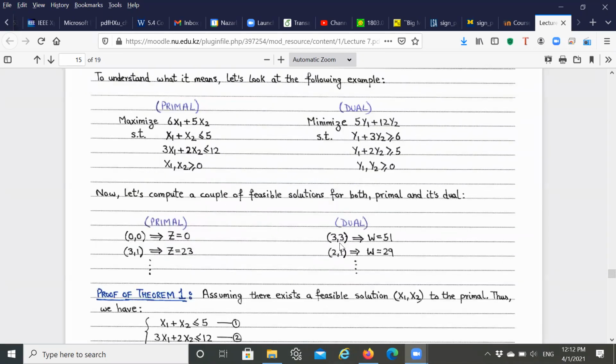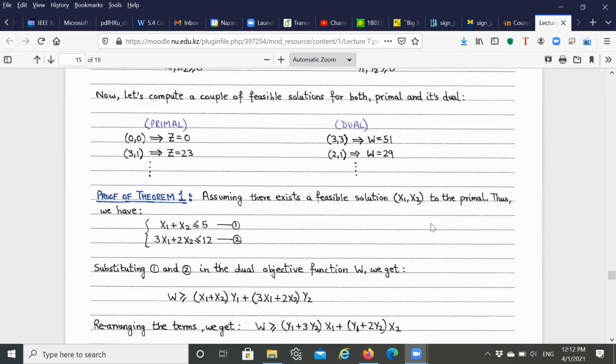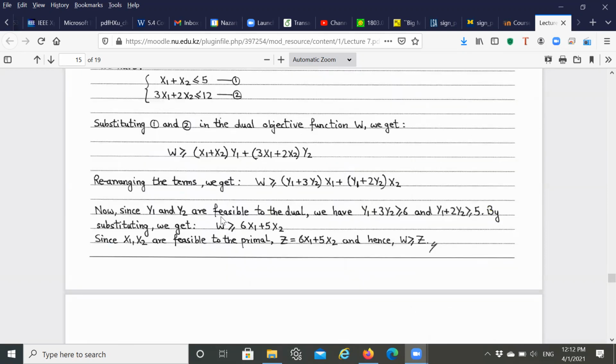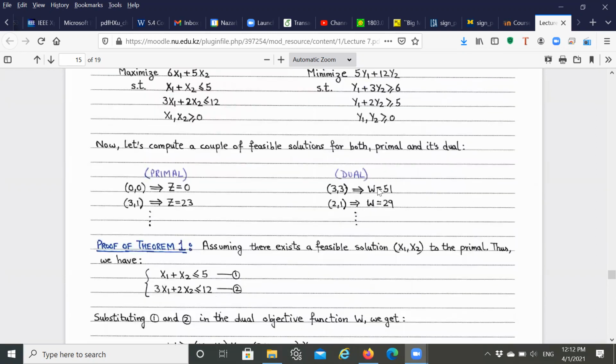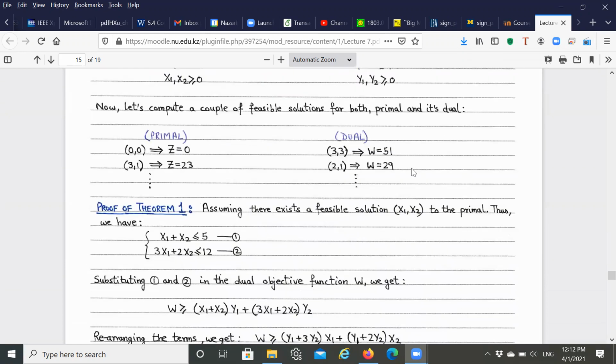So let's take any one of these pairs, and they are all feasible solutions to the dual. Let's say we just arbitrarily choose one, say y1 and y2, and they are solutions to the dual. Therefore, since y1 and y2 are feasible solutions to the dual, these two constraints would be true: this constraint greater than or equal to 6 and this one greater than or equal to 5.